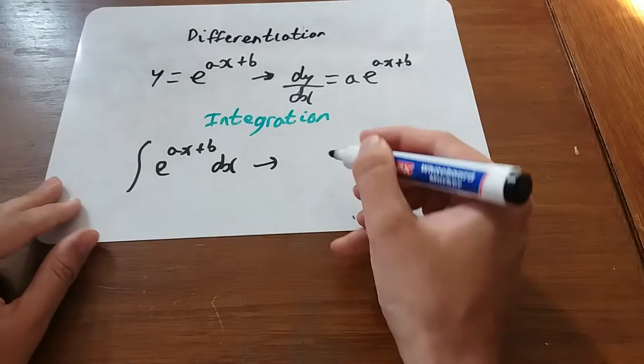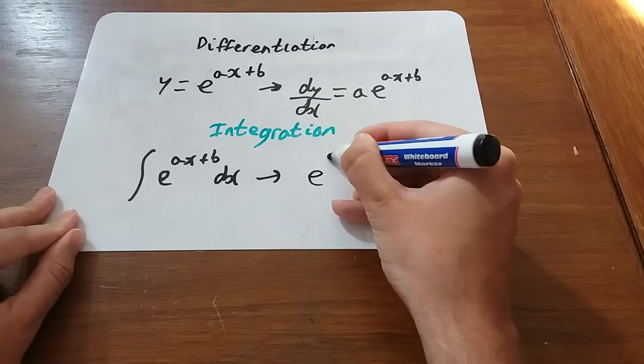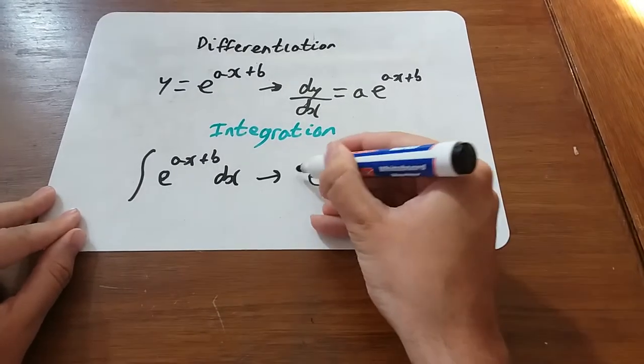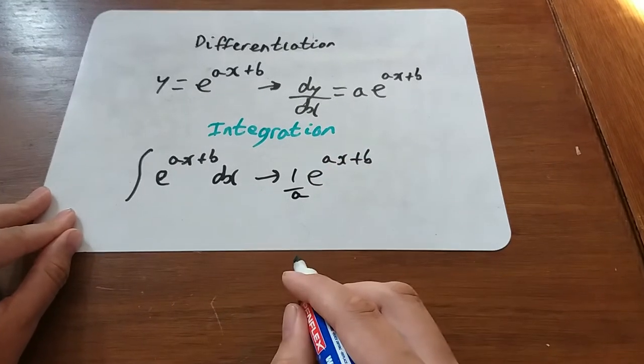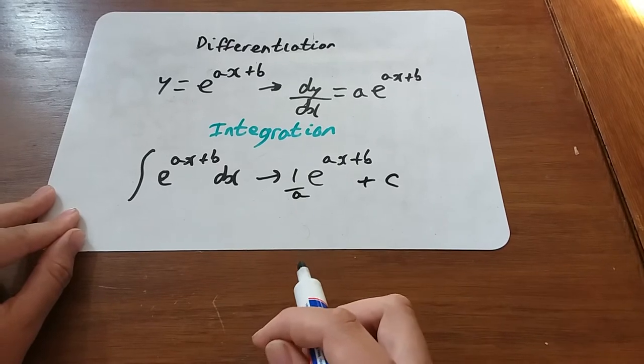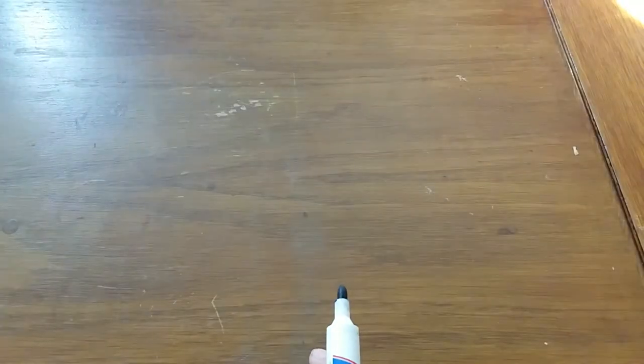So when we're integrating, doing the opposite of that, well, we're still going to have the same power, e to the ax plus b, but this time we're going to divide by a. Again, we need a plus c at the end because we've integrated. Right, two more. We're going to do sine and cos.